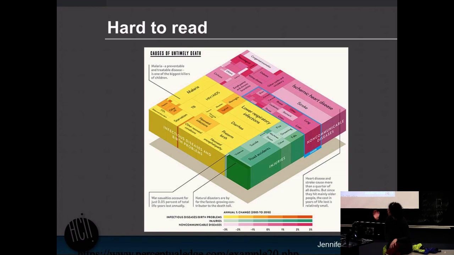So what they're showing here is causes of untimely death, and a couple are marked. Heart disease is marked on the upper right here. War casualties are marked as just 0.05% of the total life years lost annually. Natural disasters is the dark green. And then malaria over there is the yellow block on the left side.